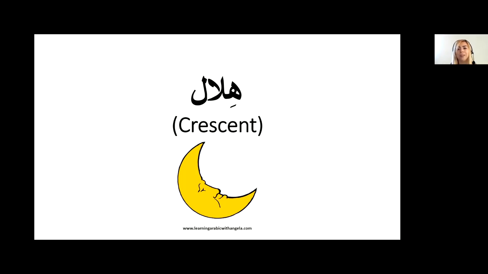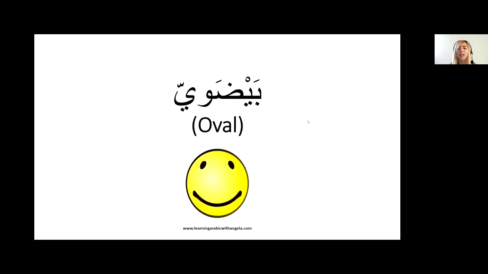So let's go back to shapes. Hilal. Next one, التالي. بيضوي. بيضوي is oval. And you might know from the Arabic food lesson that بيضة is actually an egg. So بيضوي is like you're saying eggish, kind of.